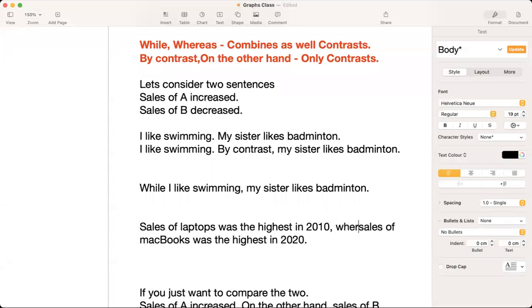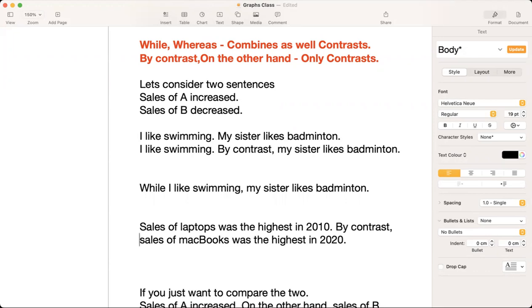But if I don't want to join the sentence, let's imagine I want to make a comparison. I want to tell the examiner there's a different thing happening. I want to make the comparison, but I don't want to join the sentence. Then I'll put by contrast here. Or on the other hand, you can use any. Both are allowed in graphs. By contrast or on the other hand, and then you can say sales of MacBooks was the highest in 2020. Is it clear? Yes, sir.